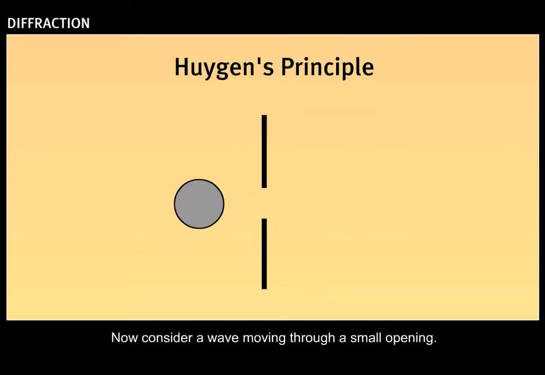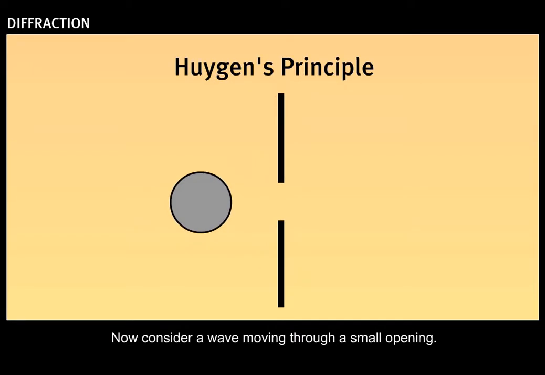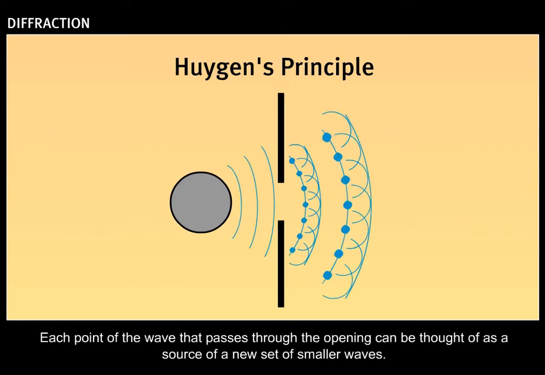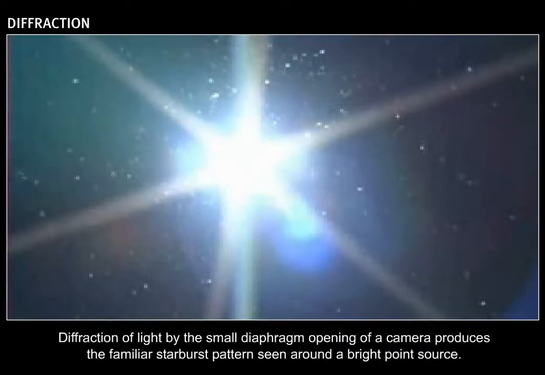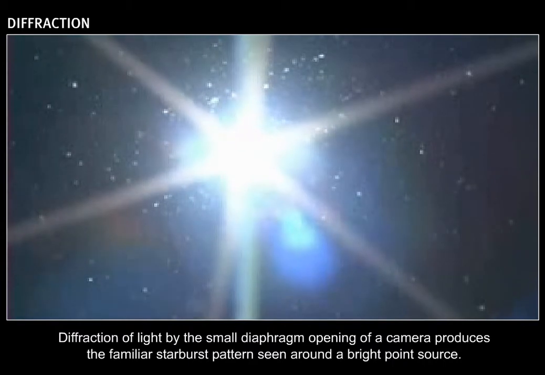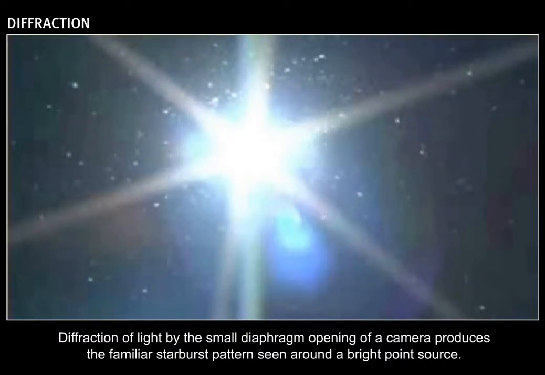Now consider a wave moving through a small opening. Each point of the wave that passes through the opening can be thought of as a source of a new set of smaller waves. These new waves spread around the sides of the opening, and hence the wave is diffracted. Diffraction of light by the small diaphragm opening of a camera produces the familiar starburst pattern seen around a bright point source.